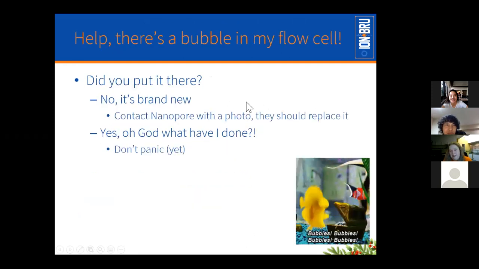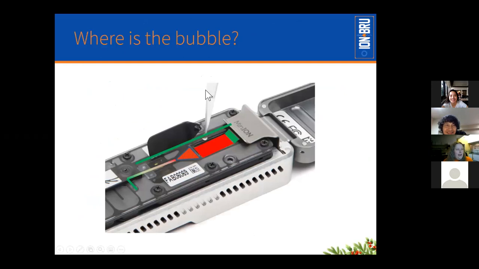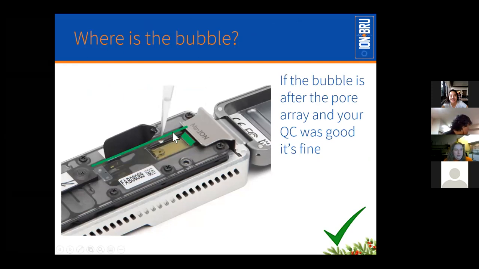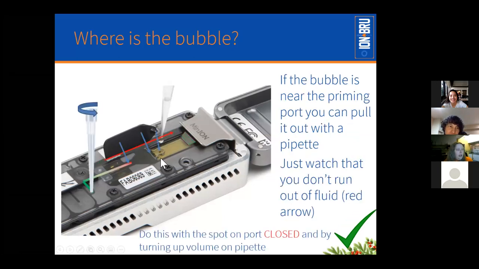Bubbles in flow cells. If it's brand new and there's a bubble there, you want to send a photo to Nanopore and they'll replace it. If you put it there, try not to panic just yet. It depends where the bubble is, how much trouble you're in. So if the bubble is after the pore array and your QC is okay, don't worry about it. It's not going to cause anyone any problems.